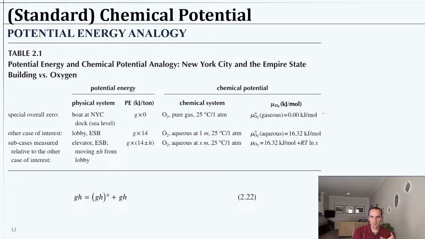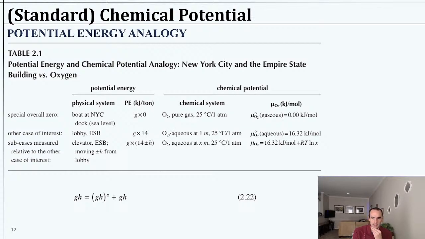Now, keep in mind, that's if we had 1 atmosphere worth of oxygen gas, and we actually only have 21% of our atmosphere as oxygen. So even though that's a very baseline condition, that's technically a little different than sea level, what we breathe. Okay, so then let's take the next line and say some other case that might be interesting. Let's take the lobby of some building. Maybe that's g times 14. So maybe we're 14 stories up or 14 meters above sea level or something like that.